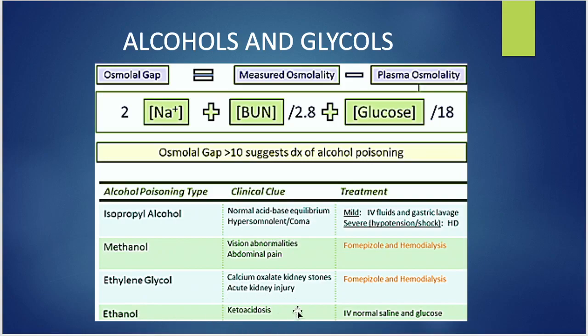Again, ketoacidosis. So our treatment, isopropyl alcohol, mild, IV fluids lang, and gastric lavage. Ano yung gastric lavage? Tinitake out natin kung ano yung nasa loob ng tiyan niya, hinuhugasan natin, and pinapalabas natin. Yung methanol natin, we give your fomepizole. This is your drug of choice for methanol poisoning, and ethylene glycol, also fomepizole. But again, they will undergo hemodialysis for both methanol and ethylene glycol because of kidney problems.